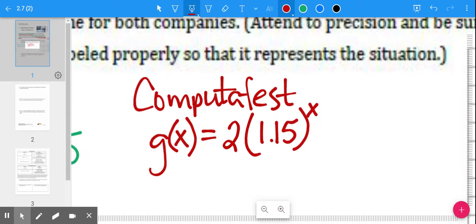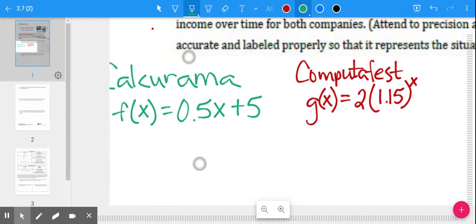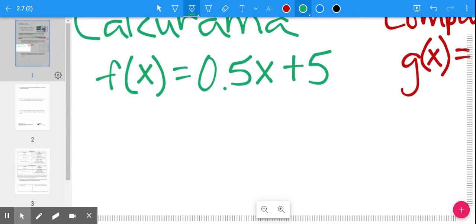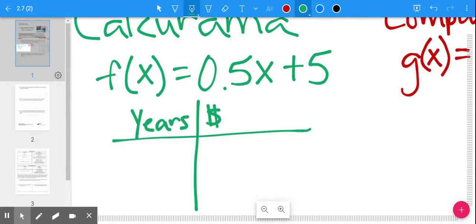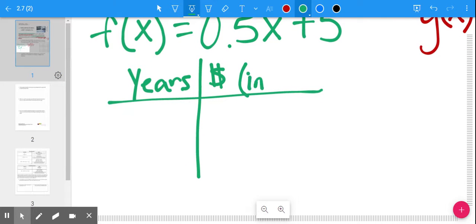So now we need a table. So if we plug these into the calculator, or if we just do some mental math, we have our x values, which are the years. And then we have our y values, which is the money, or net income. And the money is in millions. We need to make sure we remember that. They don't have $5, they have $5 million.